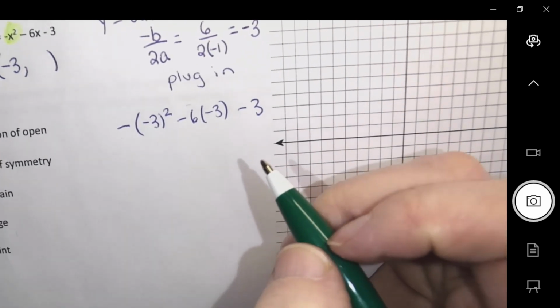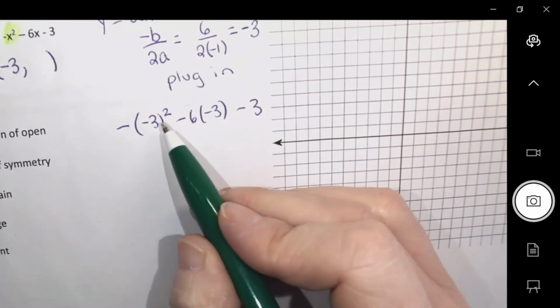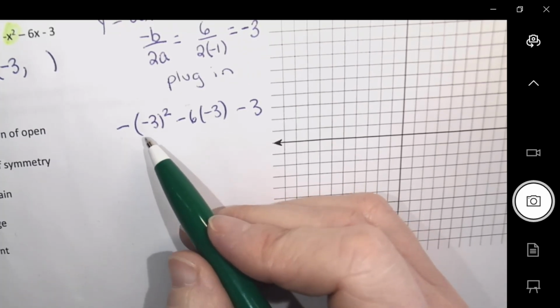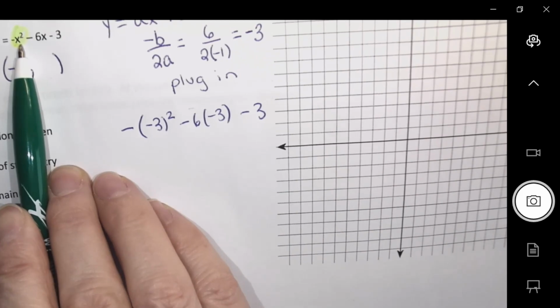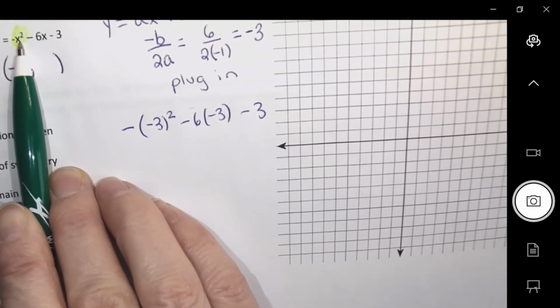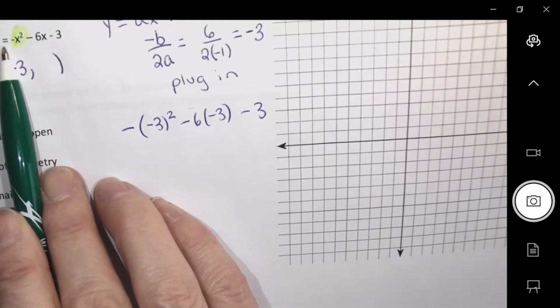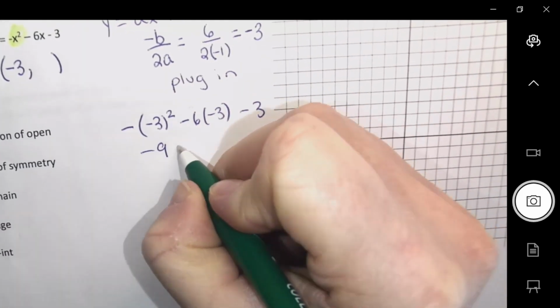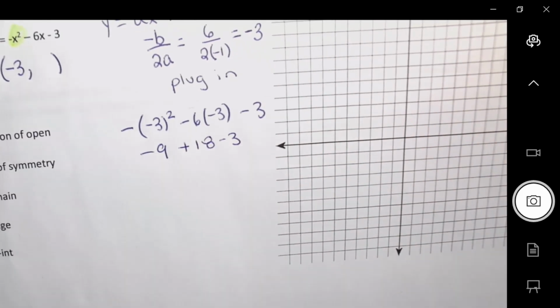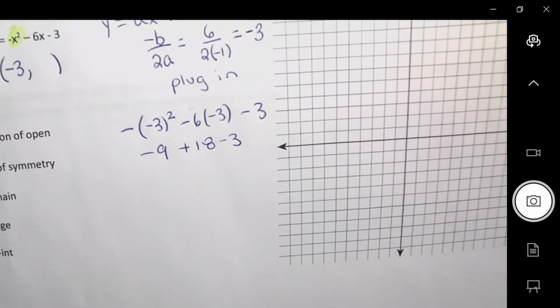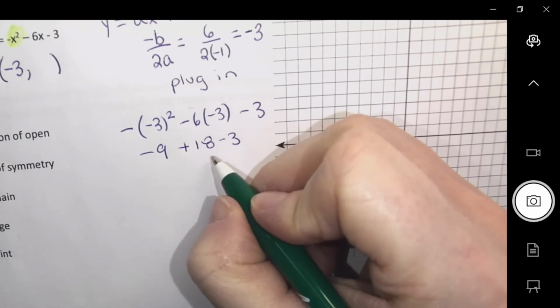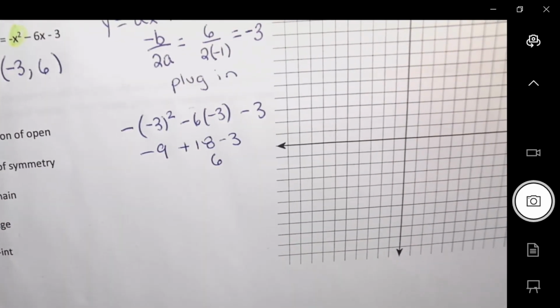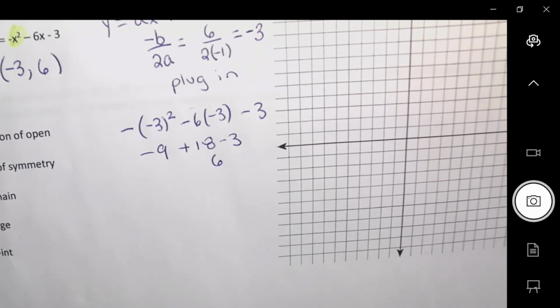It's just negative 9. So think about order of operations. What do you have to do first? You would have to do the squared. So what is negative 3 squared? 9. And then times by negative 1. So what does that come out to be? 6? Okay. So negative b over 2a, plug in. That's a big strategy for your exam.